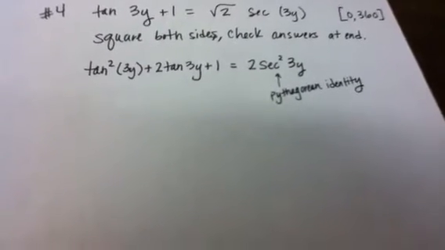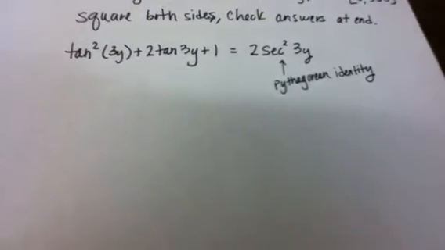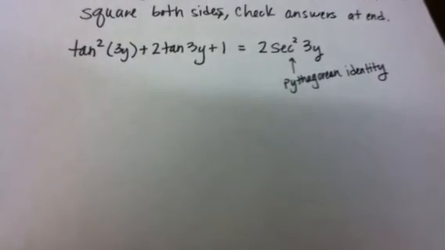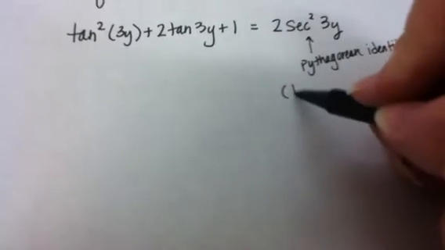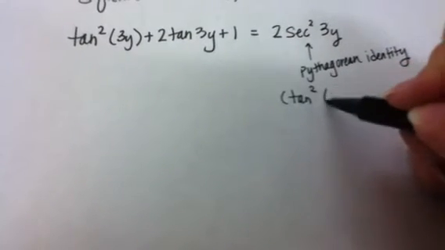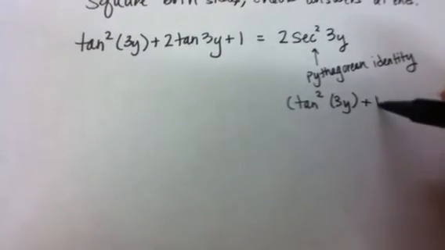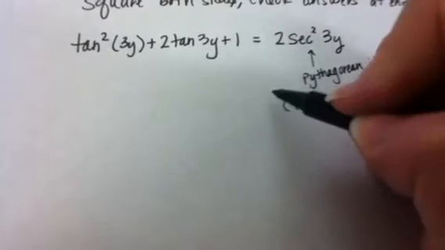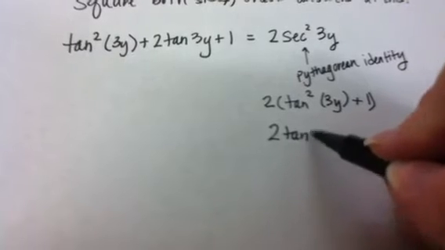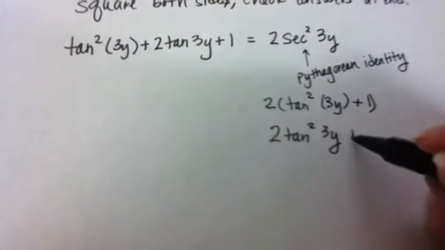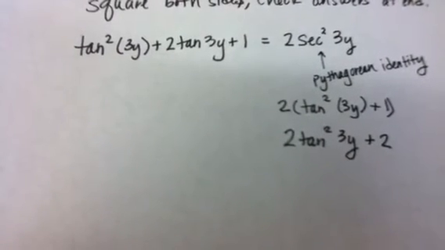Next thing we're going to do is take that secant squared 3y and replace it with the Pythagorean identity, which is tangent squared plus 1. So we're going to just take that whole thing and replace it with tangent squared 3y plus 1. And of course that whole thing is times 2. So then we will have 2 tangent squared 3y plus 2. Okay, so the other side of the problem is still the same.